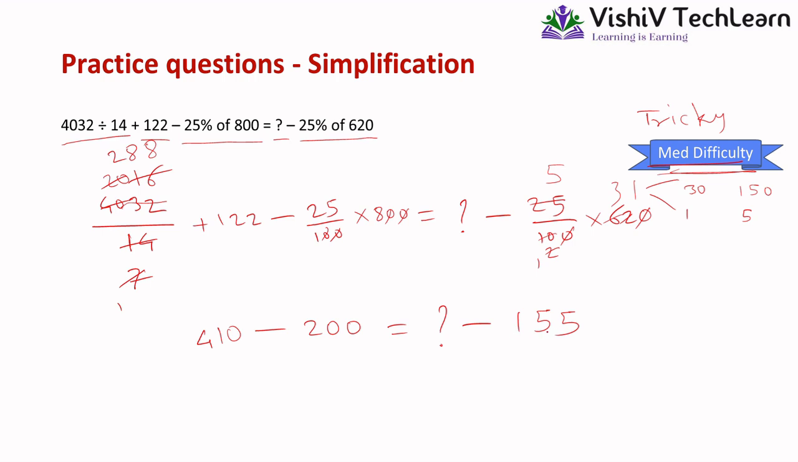Correct. Now let's shift this 155 to this side. So it will become, now this 410 minus 200 will be 210, plus 155, and that is equal to question mark. So question mark is the addition of these two, which is 365. So 365 answer is correct.